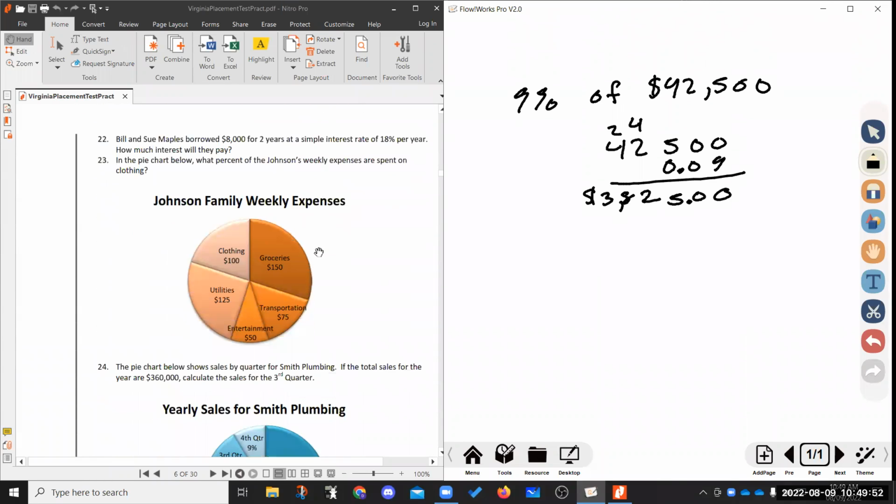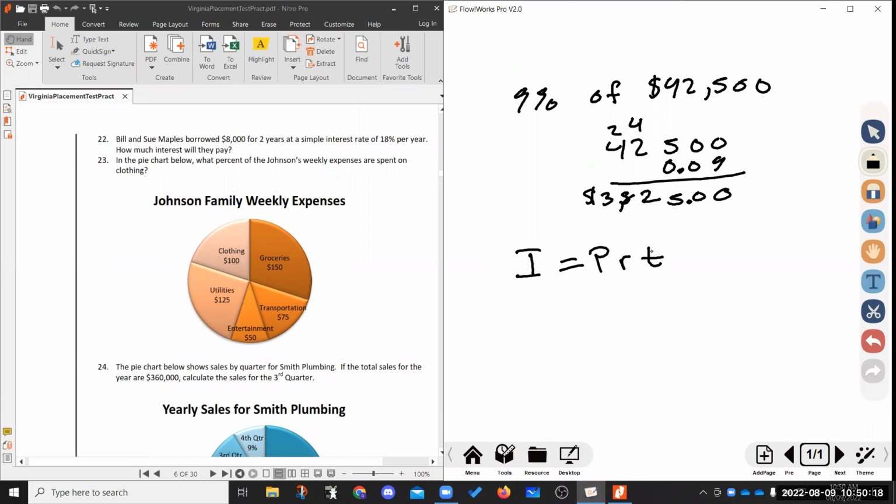All right. Bill and Sue Maples borrowed $8,000 for 2 years at a simple interest rate of 18% per year. How much do they pay? So you need to know the simple interest formula. I is equal to PRT. I is the interest accrued on the loan. P is the principal of the loan, meaning the initial amount that they borrowed. R is the interest rate expressed as a decimal.